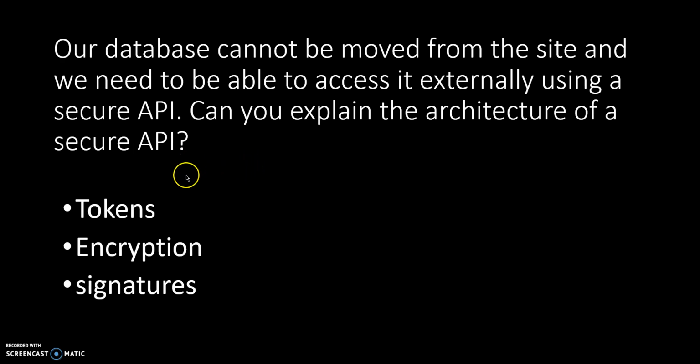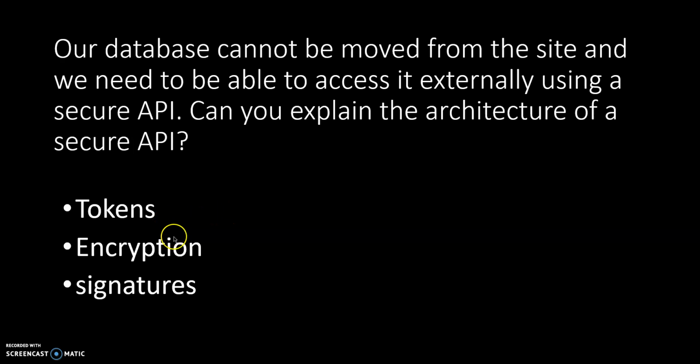The next is, our database cannot be moved from the site, and we need to be able to access it externally using a secure API. So explain the architecture of the secure API. The architecture contains the tokens, the encryption and the signatures. The structure of the JWTs consists of a header, payload and a signature, and the header basically consists of two parts, the token type and the algorithm used. The token is basically JSON, and the algorithms are like HMAC, SHA or RSA.